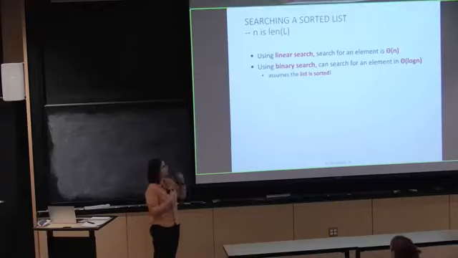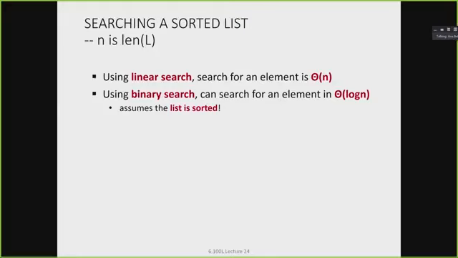So we saw two algorithms to search for an element within a list. The first was just a straight up linear search. That linear search we did on an unsorted list, and we also did it on a sorted list. And what we saw was that the worst case time complexity for searching for an element within a list using linear search was theta of n. That's the best that we could do.